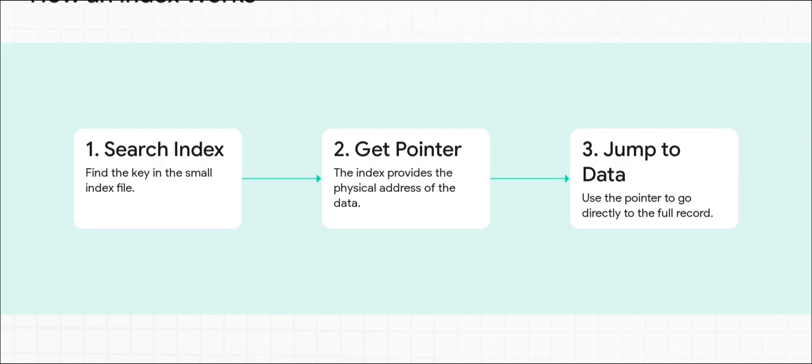First, the database searches that tiny index file for your key. The index entry gives it a pointer, which is really just the physical address of the full record. Then, it uses that pointer to jump directly to the right spot in the massive data file and grab what it needs. It's just like using the index at the back of a textbook to find a specific topic, instead of being forced to read the whole book from cover to cover.